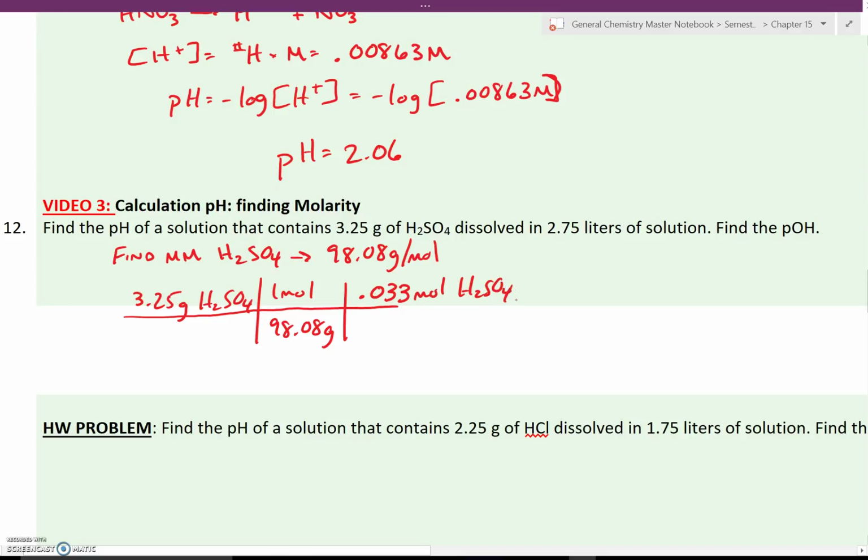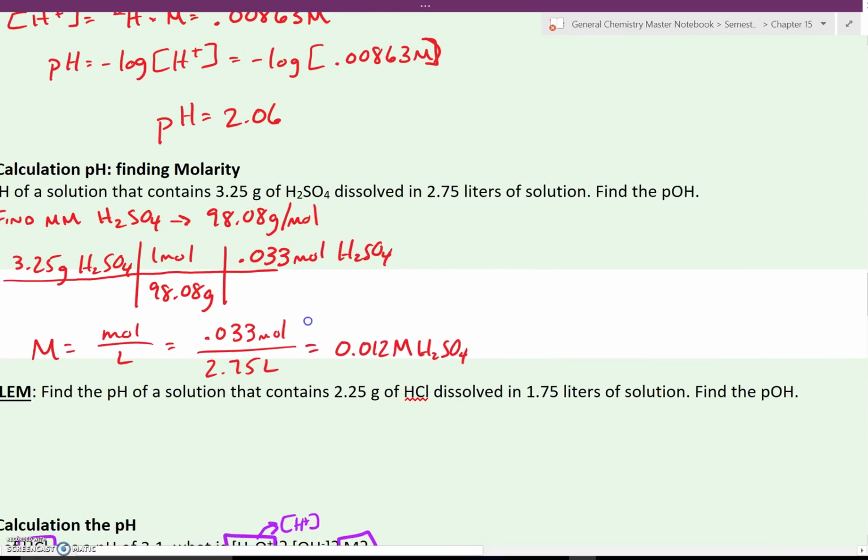Now our next step is to take that number of moles and solve for the molarity. Remember, molarity is equal to your moles over your liters of solution. So in this case, we have 0.033 moles of our H2SO4, and it tells us that it's dissolved in 2.75 liters of solution. And when we divide that out, we get 0.012 molar H2SO4.